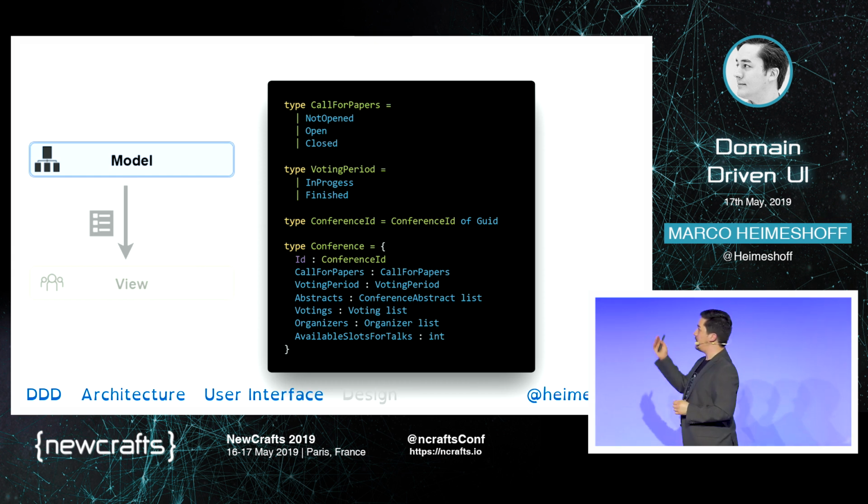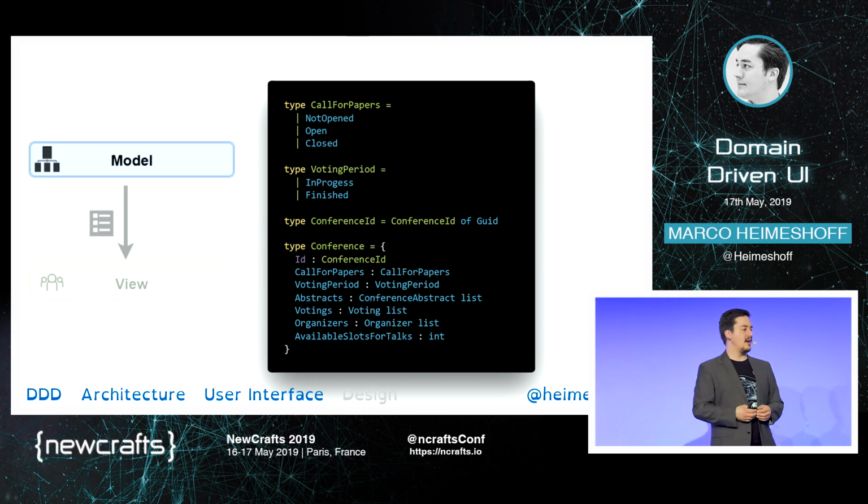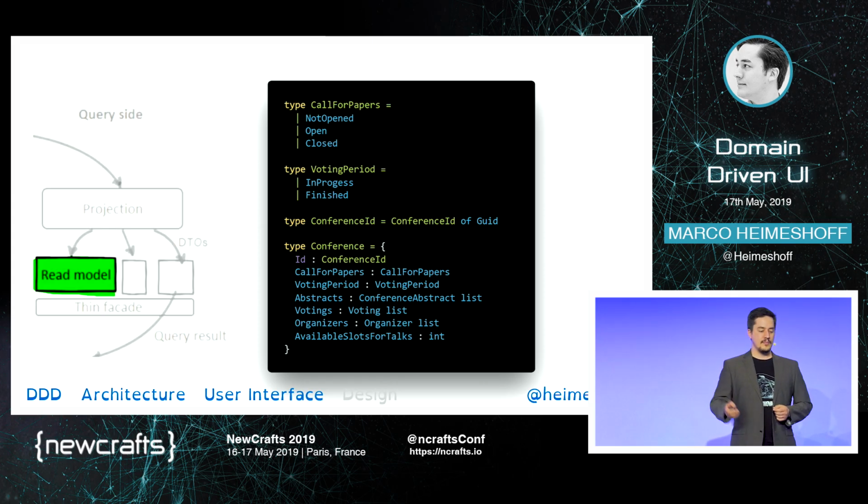Okay, so we have some types. These types are immutable by nature. And let's say we're organizing a conference. We have a call for papers that is either not opened, opened, or closed. We have a voting period. And then we have a conference with all the information inside that represents the state of my conference at the moment. In the read model, we have the same thing.